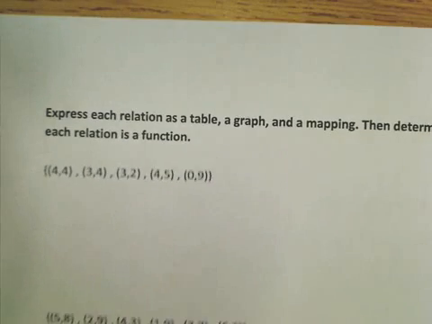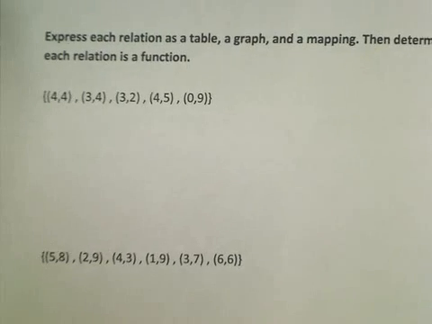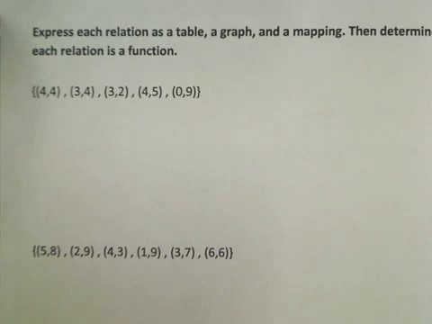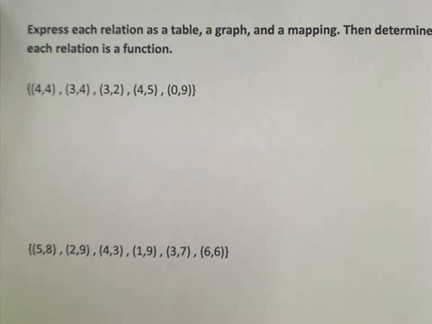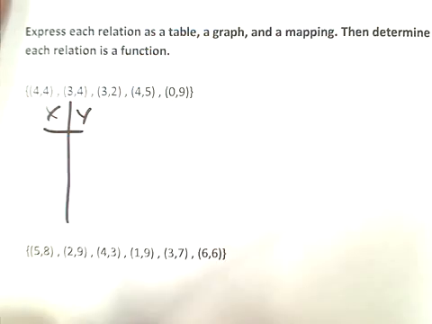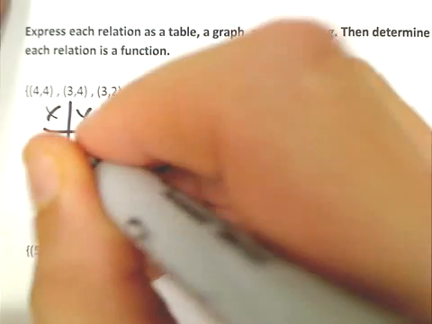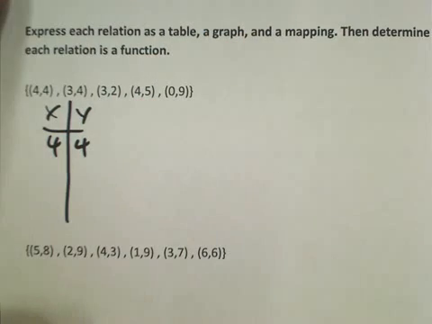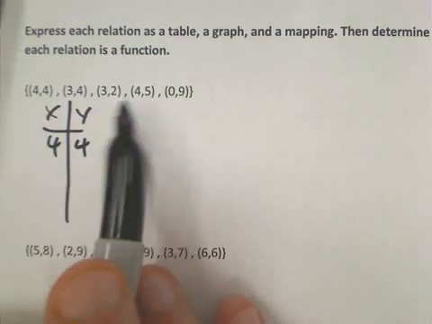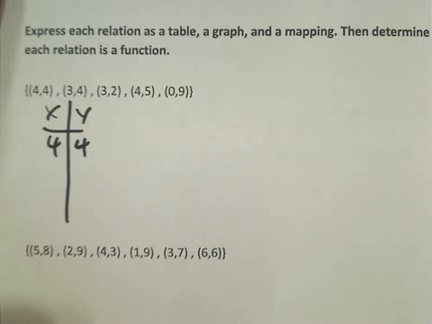Hopefully I won't need it here. Okay, express each relation as a table, graph, and mapping, and determine whether each relation is a function. So a table is like x, y. I'm going to kind of breeze through this, let you finish it. So the first point is 4, 4. And then finish the table there with 3, 4, then 3, 2, then 4, 5, and 0, 9.